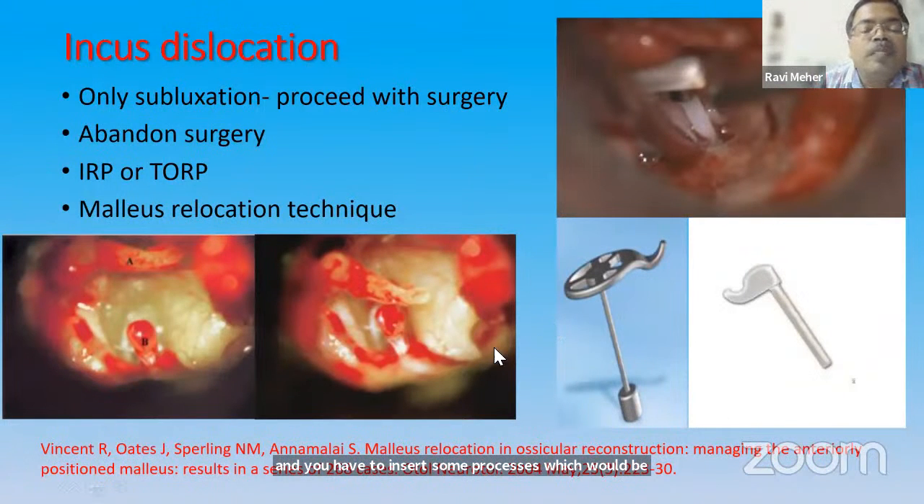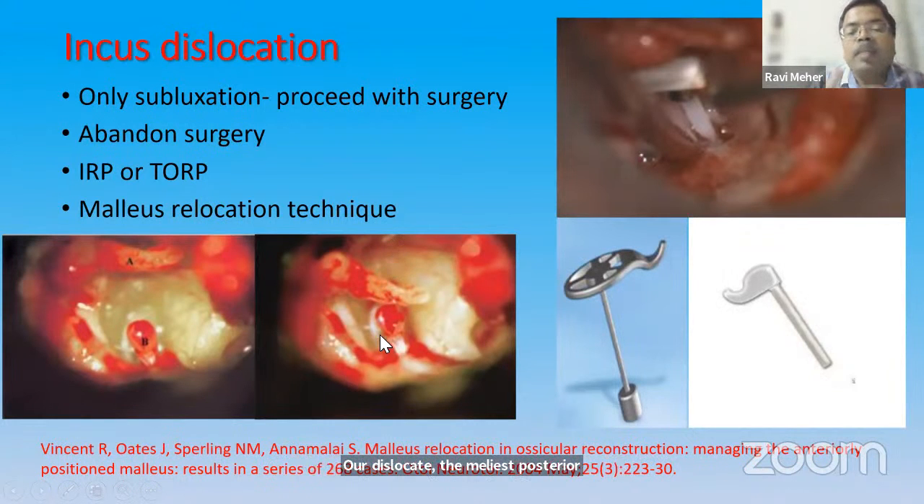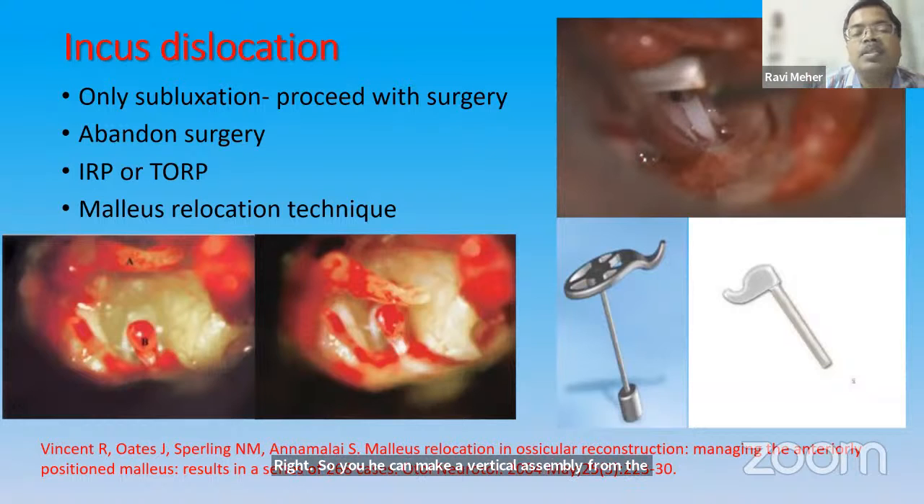So there's another technique which has been described by Robert Vincent, and what he does in cases of absent incus, he will cut the tensor tympani tendon and rotate or dislocate the malleus posteriorly so that the malleus actually lies over the foot plate, right? So he can make a vertical assembly from the foot plate to the malleus. So that is a malleus relocation technique which has been described. That can also be done in patients where you have a dislocated incus.